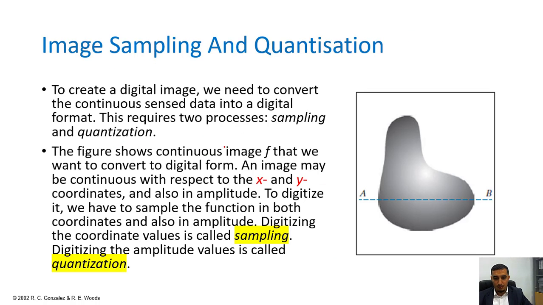So to create a digital image, we need to do what? We need to do sampling and quantization. Like any analog signal or analog value, to change it into digital we need to do two things: sampling and quantization. So this figure shows the continuous image, and we want to take the values with respect to the coordinates x and y. To digitize it, we need samples of the function over the coordinates and also the amplitude. At each sample we need to quantize the value, like we are going to see in the next slide.